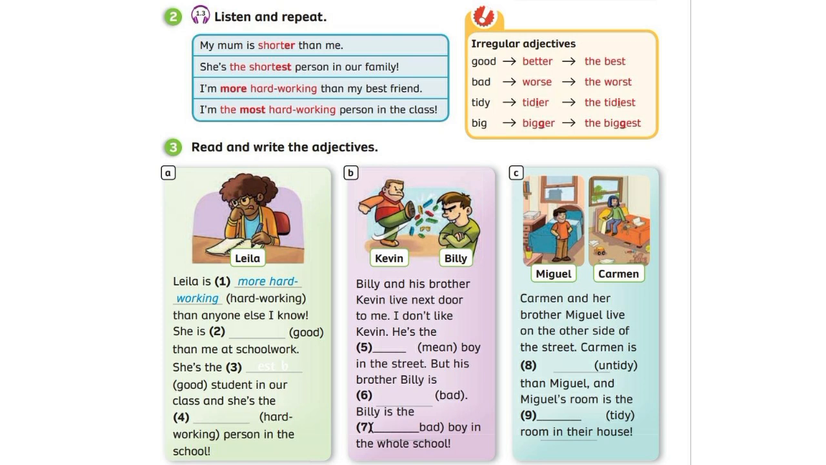For short words like short, we simply add -er to the end to make shorter, but for longer words like hardworking, we have to put the word more in front of it to say more hardworking.